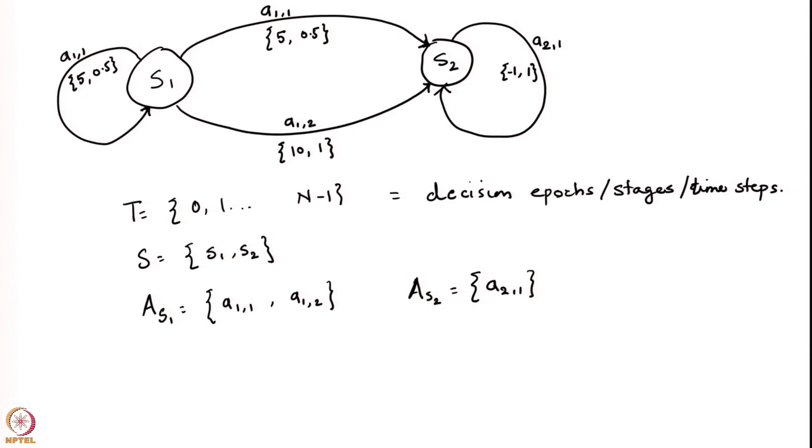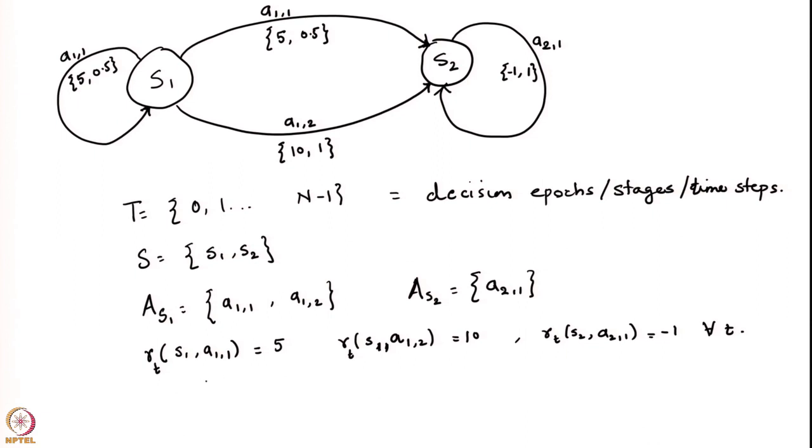The rewards are already written here, but I will just write them here again for completeness. The reward in state S1 when you take action A11 is 5. I will just put the index T, and for completeness here, A12 is 10, and this is true for all times T. And because we are assuming a finite horizon here, so let me write here that n is less than infinity, I need to also define a terminal reward. The terminal reward here, for simplicity, I am going to take as the terminal reward regardless of the state you end up in, equal to 0.